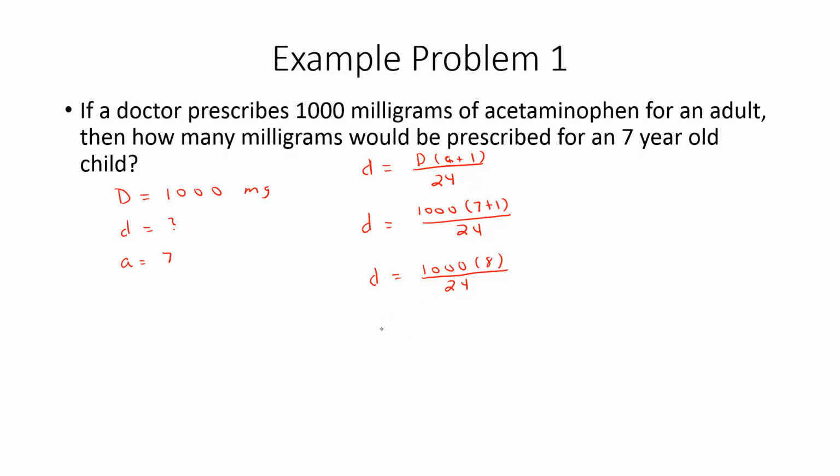Then after we add 7 plus 1, we would multiply 1,000 times 8 to get 8,000. And then last, we want to divide 8,000 by 24, which gives us about 333.33, and that repeats. So 333 repeating. So we would say that that child's dosage at 7 years old would be about 333 milligrams. Okay, so that's how you would work through that problem.